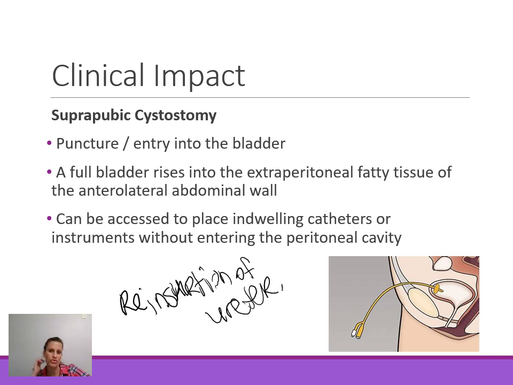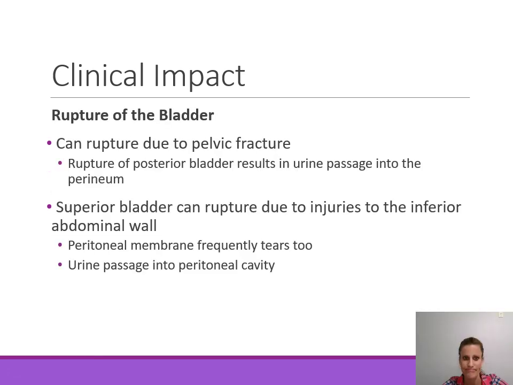Or other surgical procedures that require ureter manipulation can then be done accessing via the ureter, which we'll talk about in just a second. The bladder can rupture due to a pelvic fracture. So fractures of the pelvis can cause the bladder to rupture. Rupture of the posterior bladder, so by the fundus, results in urine passage into the perineum.